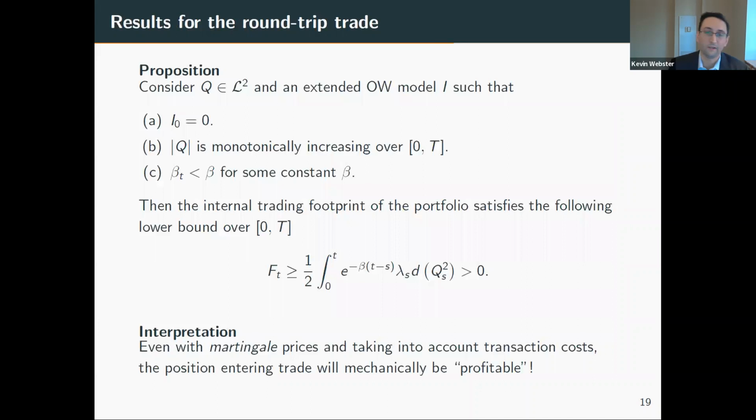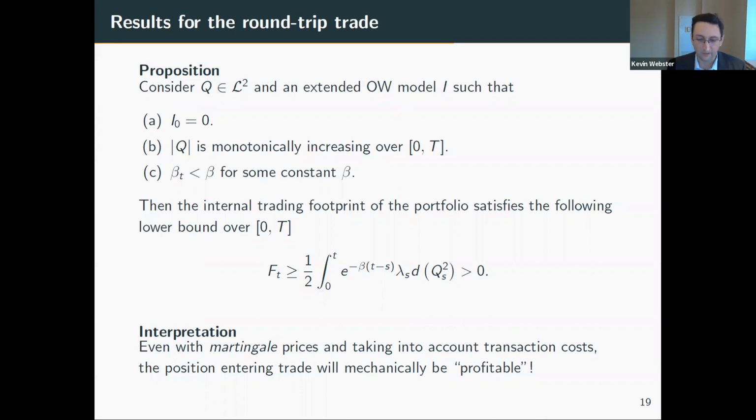So let me state my mathematical proposition. I give myself a trading process. I give myself an extended OW model. I start off from a zero impact state. And I need to make two assumptions. The first one is I enter this position monotonically. Otherwise, there might be some tactical strategies that show up. The second statement is I do need an upper bound on how quickly the mean reversion happens on the model. So under these three assumptions, I have a lower bound on the trading footprint, and it's positive. And so that's the mathematical statement, that trading footprint is positive when you enter a position.